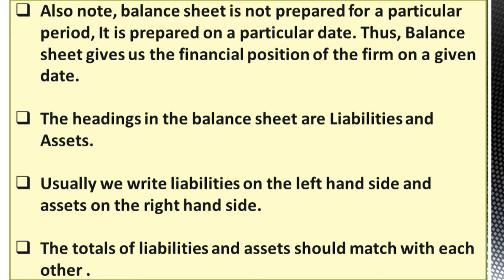The headings in the balance sheet are liabilities and assets. Liability is something a person or a company owes. Asset is a property owned by the company. Usually we write liabilities on the left hand side and assets on the right hand side in the balance sheet. The totals of liabilities and assets should always match with each other. As I said earlier, the personal expense of owner or other business partners will be considered while preparing balance sheet and not in the P&L account, that is profit and loss account.